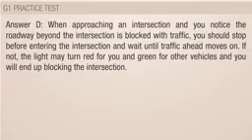Answer D. When approaching an intersection and you notice the roadway beyond the intersection is blocked with traffic, you should stop before entering the intersection and wait until traffic ahead moves on. If not, the light may turn red for you and green for other vehicles and you will end up blocking the intersection.